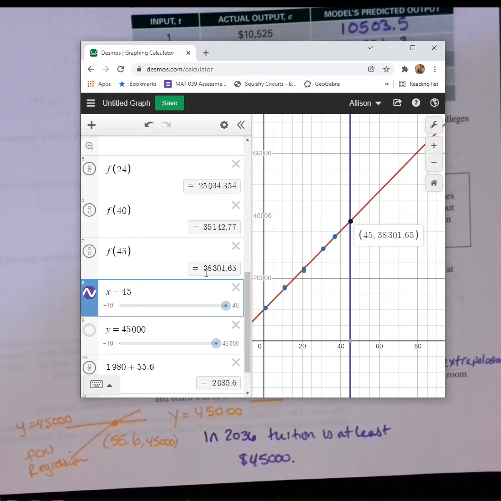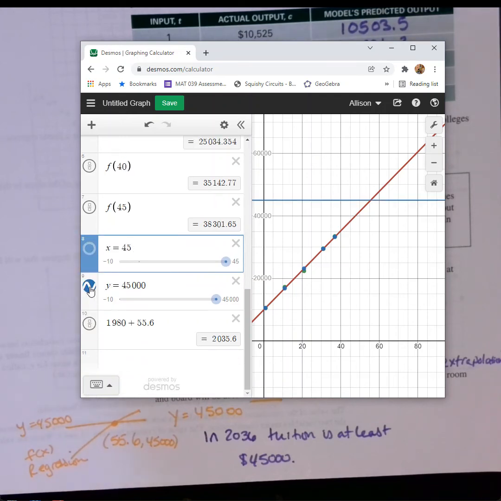it does hit at the same value that we see here, the 38,301.65. So it is possible to do those predictions graphically by recognizing that you have an x value, so x equals 45. Most of the time, I find it more convenient to call the function with function notation, but either way that you choose to do this would be just fine. So I'm going to hide that one again.